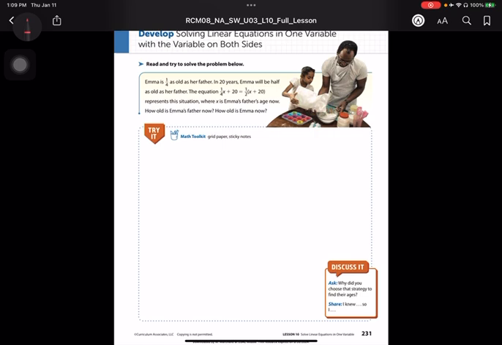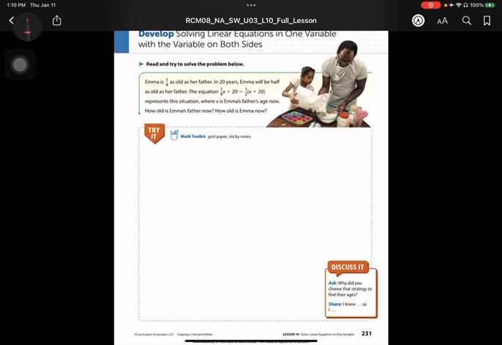Okay, so we want to know how to find their ages. To find their ages, we have to look at this equation, which they've already given us, but you got to look at the questions that it's asking. It's saying, how old is Emma's father now? And how old is Emma now? So those are two questions that we're going to have to answer when solving this problem.